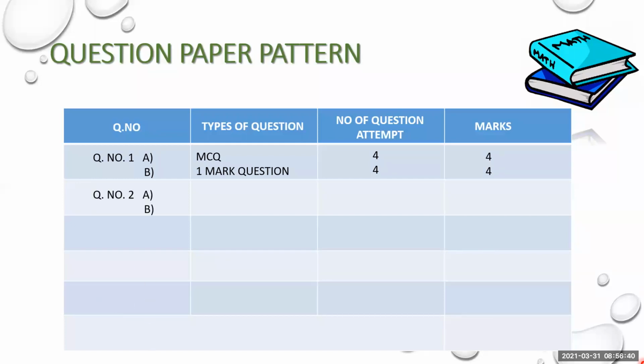Then next, question number 2, in the same way, there are A and B divisions. Here you will get 2 marks activity and they will ask 2 mark questions. In the 2 marks activity, 2 you have to attempt, and in the 2 mark questions, 4 you have to attempt. You will get a total of 12 marks in this question number 2.